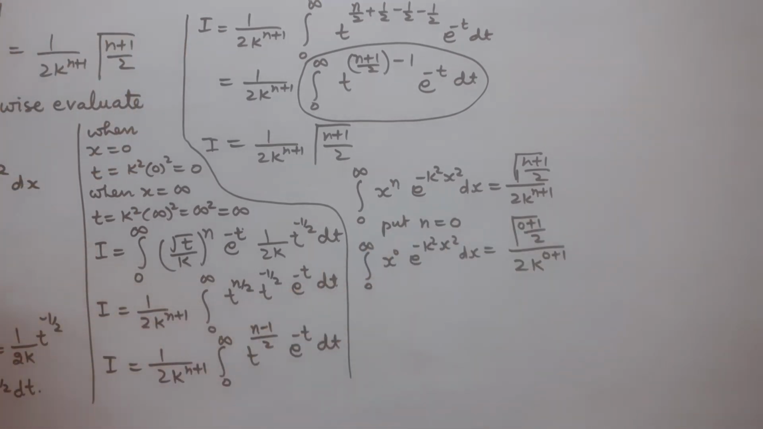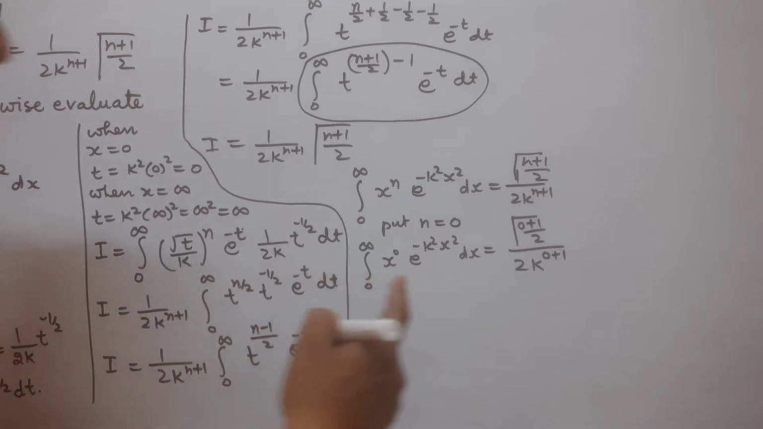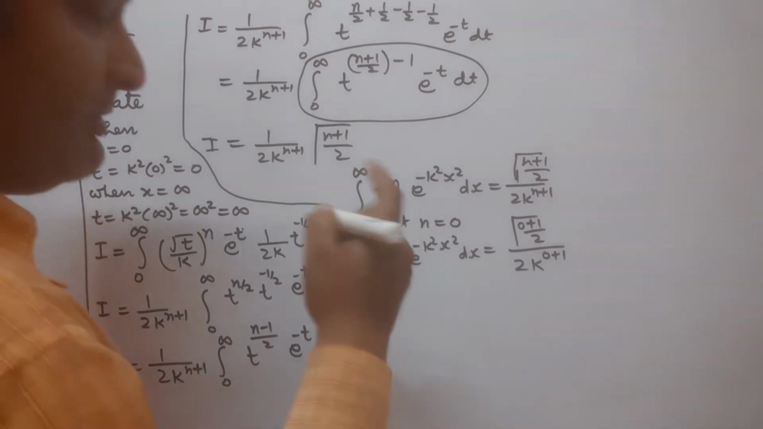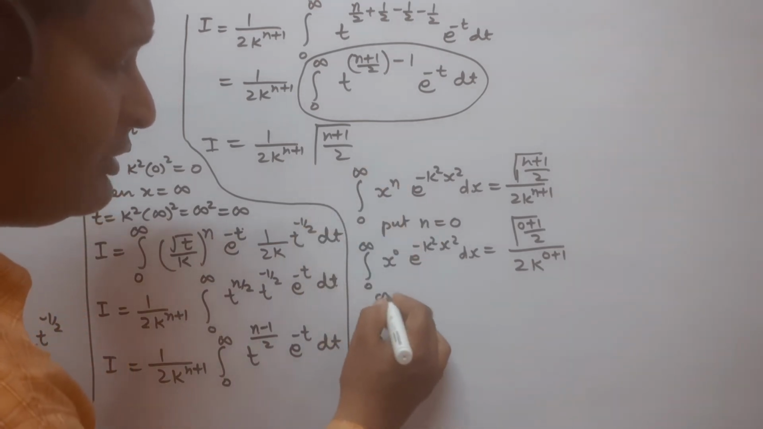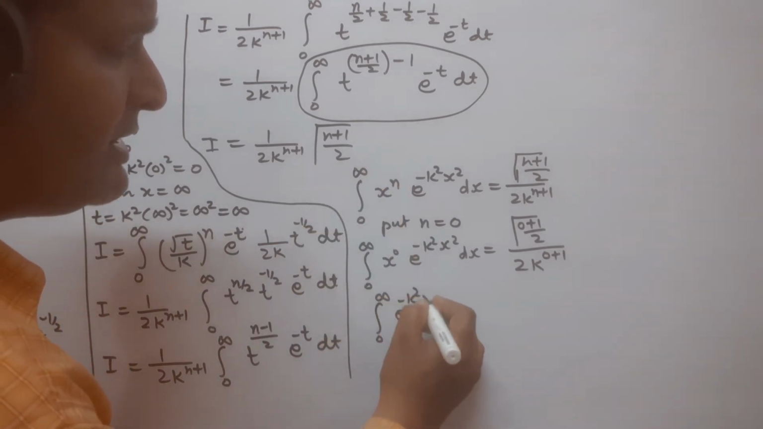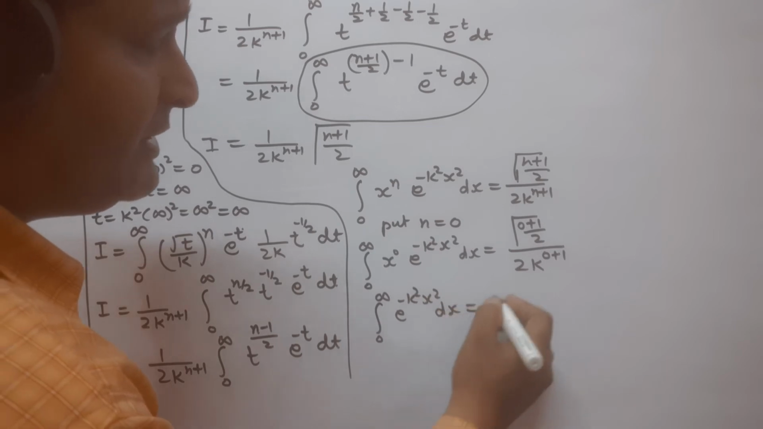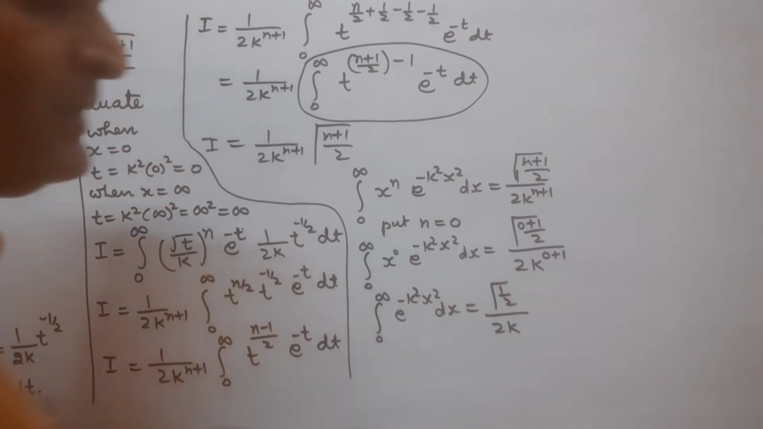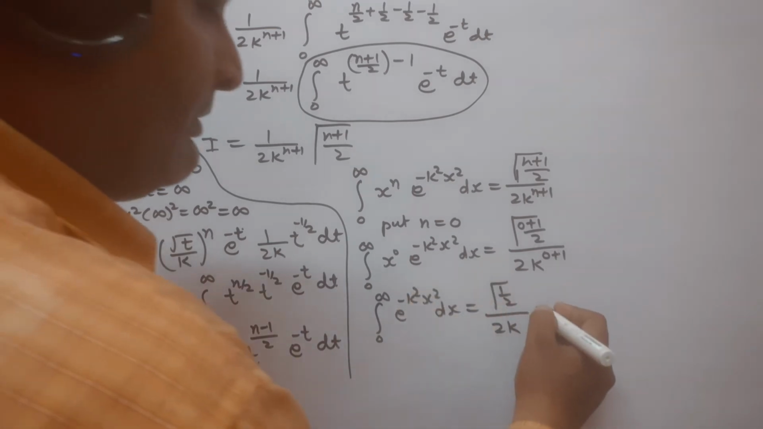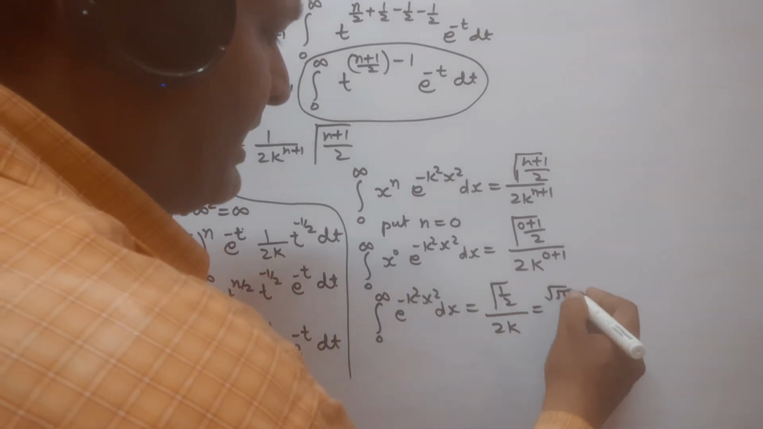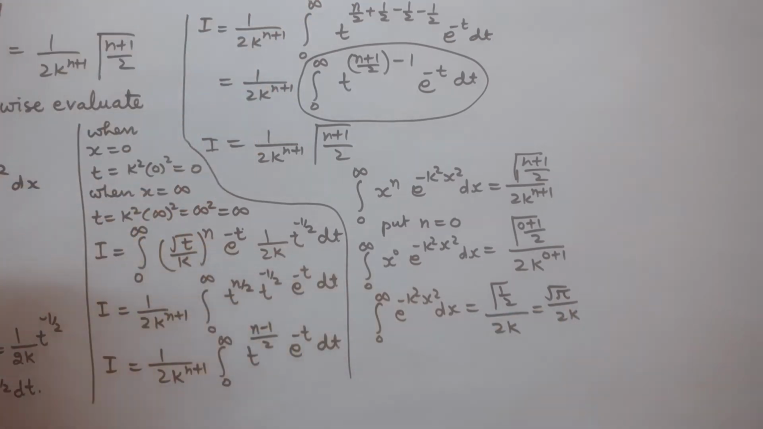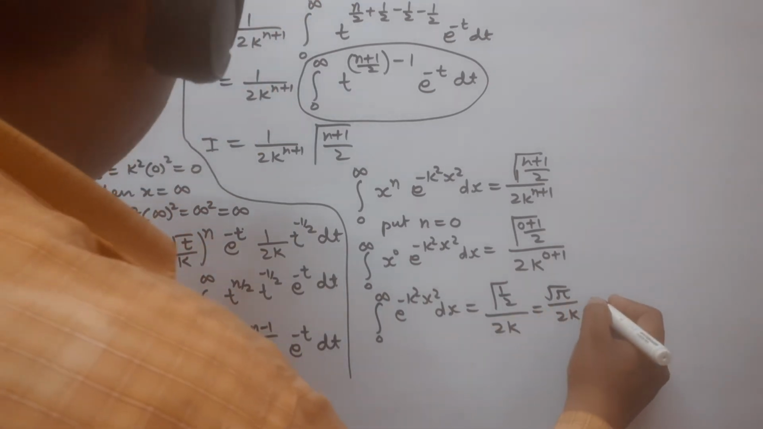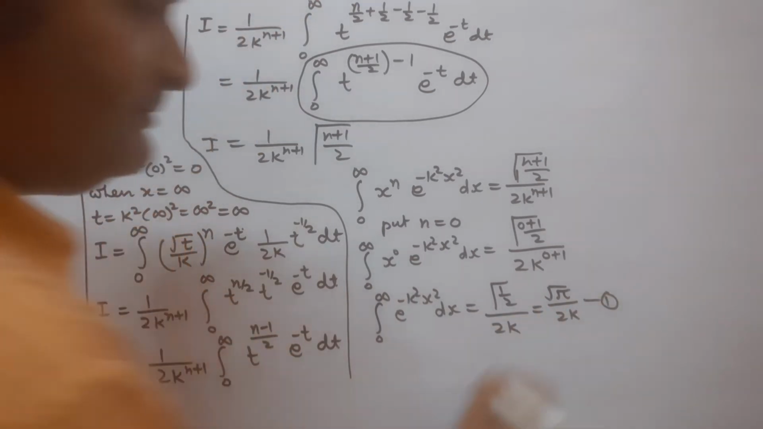So x to the power 0 is equal to 1, multiplied by e to the power minus k square x square. So this is the integral of e to the power minus k square x square dx is equal to gamma 1 by 2 divided by 2k. And we know that gamma 1 by 2 is equal to root pi, so this is root pi upon 2k. So suppose that this is the first equation.